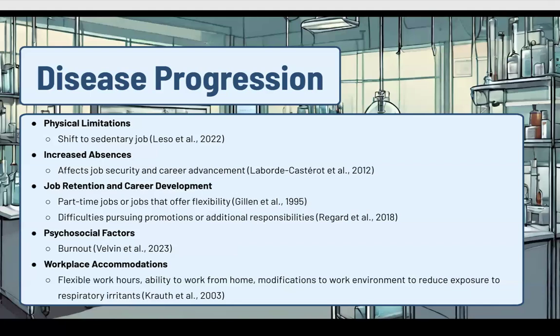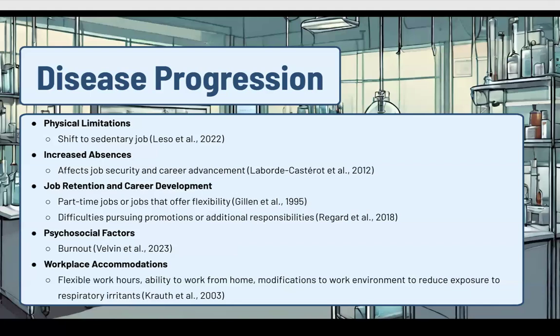Next is increased absenteeism. Their need for frequent medical appointments and hospitalizations can lead to increased absences from work or school, and studies indicate that individuals with CF may miss significant amounts of work due to their health needs, which can affect their job security and career advancement. These absences can also lead to a perception of decreased productivity and potentially impact their relationships with employers and colleagues.